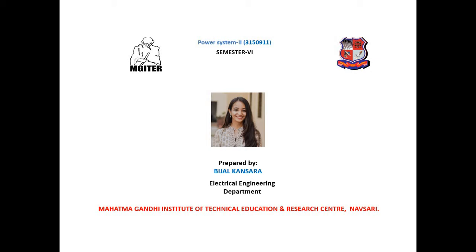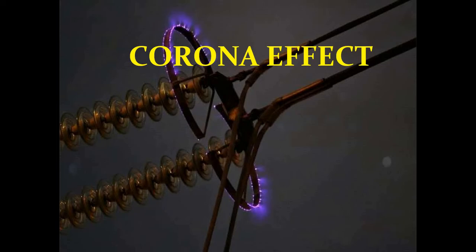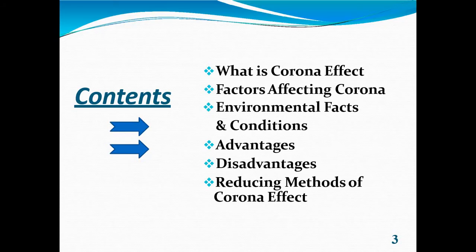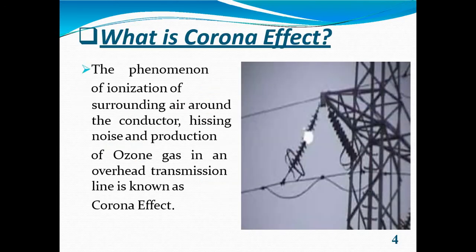In this video, we will discuss our chapter number 7, Corona, from the subject Power System 2. Corona effect. These are the flow of the content. We discuss what is corona effect, factors affecting corona, environmental factors and conditions, advantages and disadvantages of corona, and reducing methods of corona effect. Now, what is corona effect?